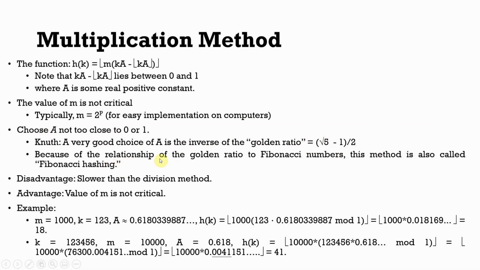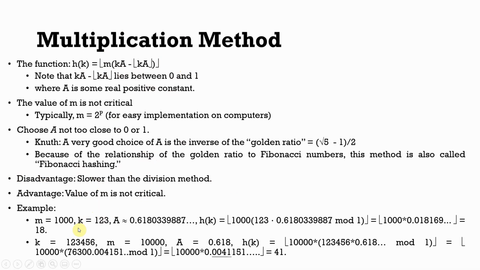Because of the relationship of the golden ratio to Fibonacci numbers, this method is also called Fibonacci hashing. The disadvantage is that it's slower than the division method, since there is more computation that needs to be done. The advantage is that the value of m is not restricted. We don't need to have a prime number, for example, for m.